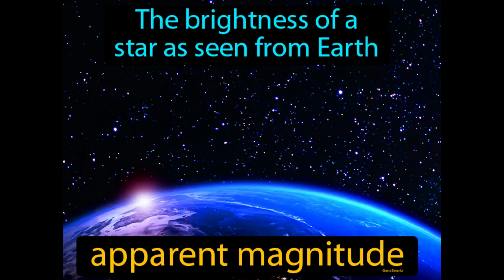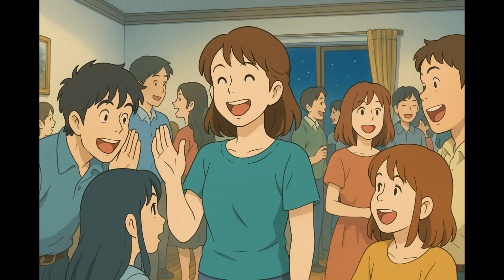The brightness of a star as seen from Earth. Apparent magnitude. Apparent magnitude is a measure of how bright a star appears to us in the sky from Earth. Imagine trying to choose the loudest person at a crowded party, where some people are shouting right next to you and others are speaking quietly from across the room. Just like the apparent loudness of someone's voice depends on their distance from you and how loudly they're actually speaking, the apparent magnitude of a star is how bright it seems from Earth, influenced by both its intrinsic brightness and how far away it is.